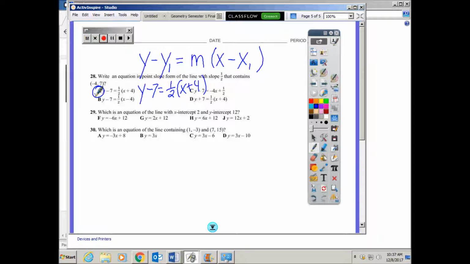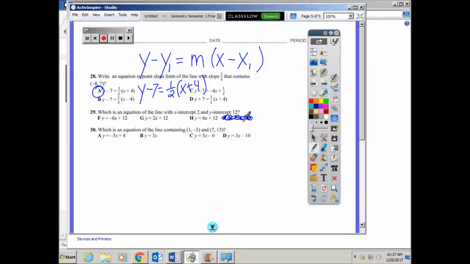But a y-intercept means in slope-intercept form, this would have a y-intercept of 12, right? This has a y-intercept of 12. This has a y-intercept of 12. J has a y-intercept of 2. Can't be J.